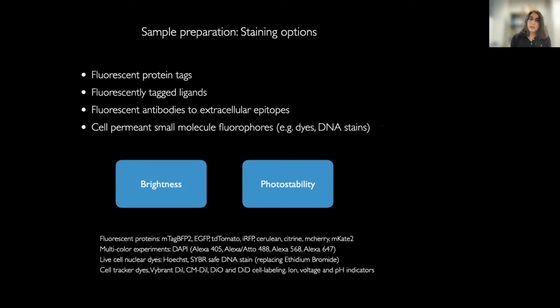You would like to stain your cells as well, to follow dynamics of certain proteins or ions. For that, you would want to stain your sample. Use fluorescent protein tags, fluorescently tagged ligands, fluorescent antibodies to extracellular epitopes, cell permeant small molecule fluorophores, for example, dyes, DNA stains. The key thing is to look at two aspects: the brightness and the photostability of your fluorophore. These characteristics are written usually in the data sheet of the provider or the manufacturer.